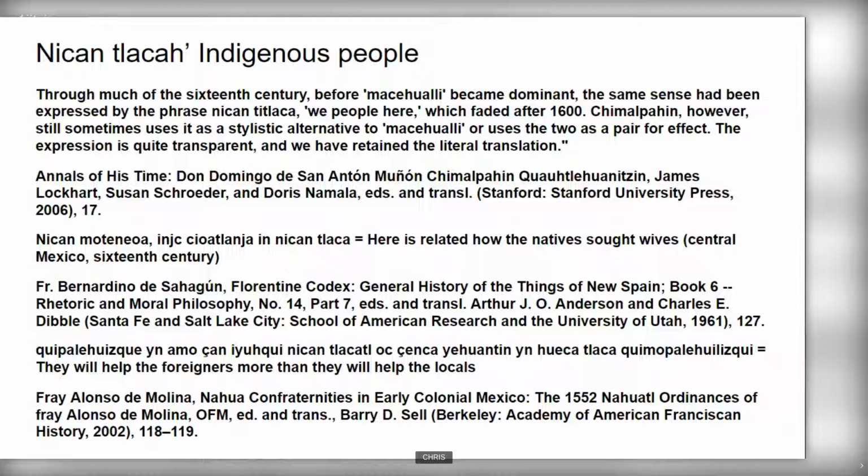This is an argument people sometimes make against the usage of the term: oh, it's not grammatically correct to use it in that way. So here he shouldn't have said Nikantlakat. He should have said Nikantlaka. Maybe it was a typo, perhaps.